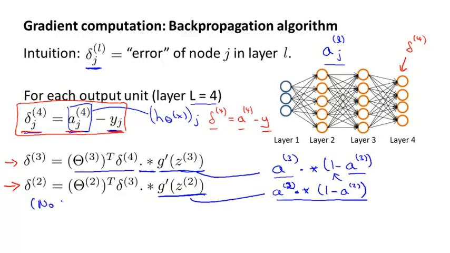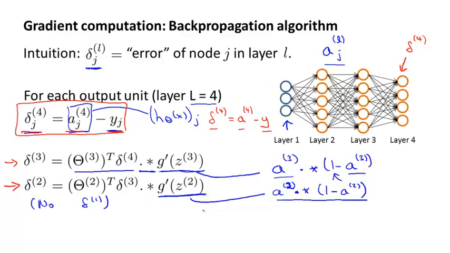And there is no delta 1 term, because the first layer corresponds to the input layer, and that's just the features we observed in our training set. So that doesn't have any error associated with it. We don't really want to try to change those values. And so we have delta terms only for layers 2, 3, and 4 in this example.